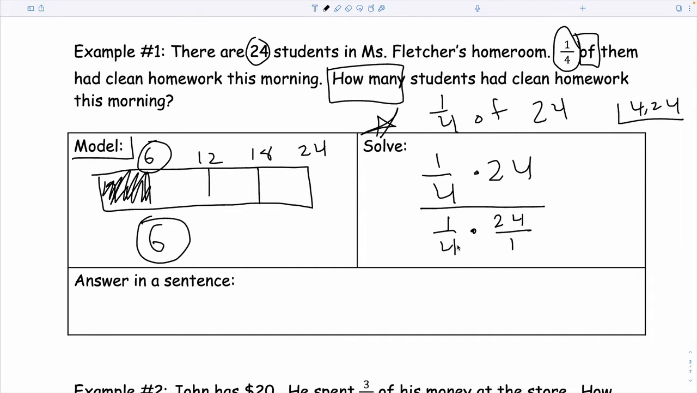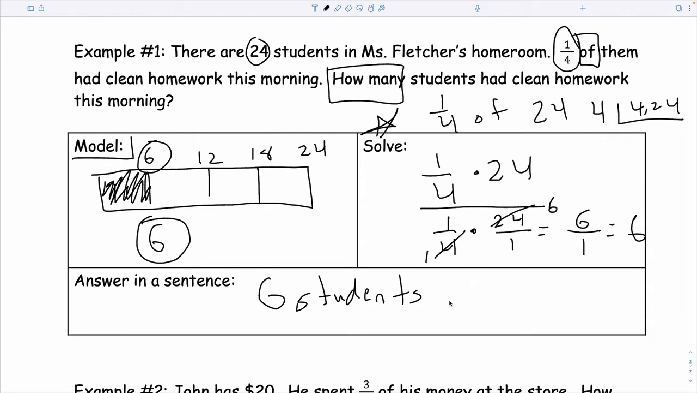So, okay, 4 can go into 4 and 4 can go into 24. So we're going to say the GCF is 4. 4 divided by 4 is 1. Cross it out. 24 divided by 4 is 6, like Sunny said. Cross cancel worked. Multiply across. 6 times 1 is 6. 1 times 1 is 1. 6 over 1 is the same as what number? It's 6. So you can rewrite it as 6. Put it in a sentence or label it: 6 students had good homework.